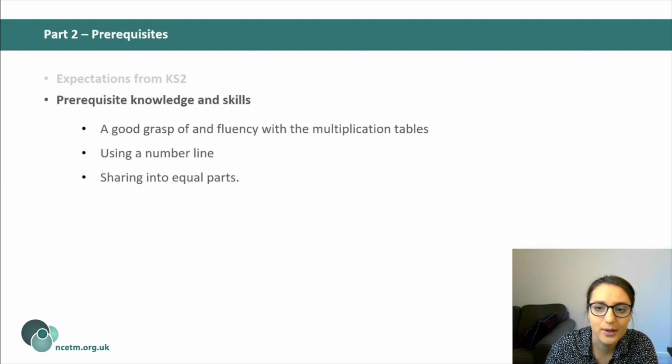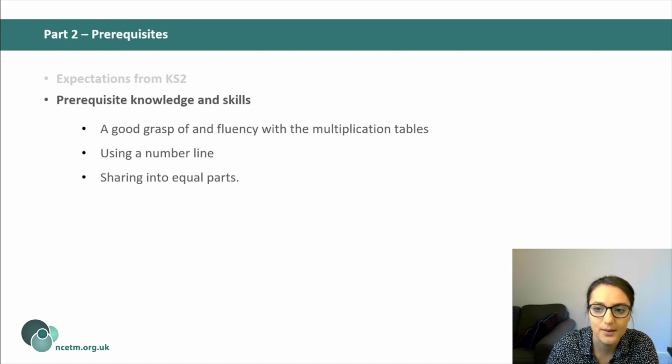So some of the prerequisite knowledge and skills I want my students to have: I want them to have a really good grasp and fluency with their multiplication tables, and we're seeing an increasing fluency with those tables coming through in our students now. I want them to be really fluent with a number line, and that to be a representation that they're really familiar with using. And I want my students to be able to share into equal parts, not just sharing, but specifically into equal parts.